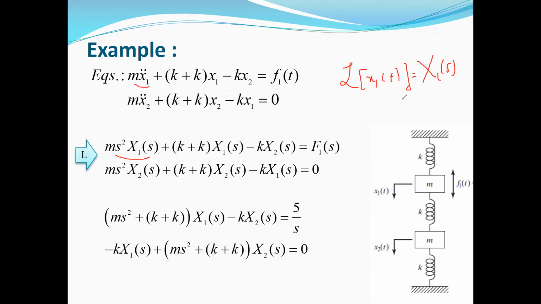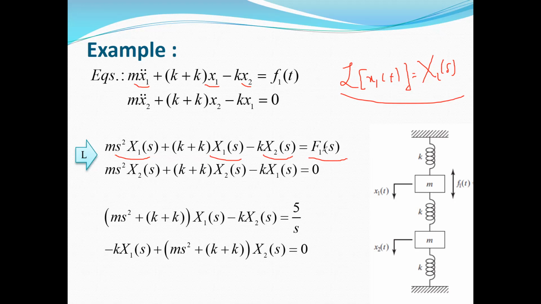So this is the Laplace transform of x1. The Laplace transform of x1 double dot is s squared times uppercase X1. Here the Laplace transform of x1(t) is again X1, and the Laplace transform of x2, with the same procedure, is uppercase X2(s) in the Laplace domain.